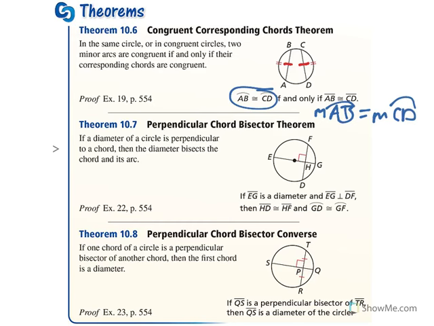Okay. Perpendicular chord bisector theorem, it's just going to tell us if we have a diameter that's perpendicular to a chord, then that diameter is going to cut that chord in half, and the arc itself in half as well. But they have to be perpendicular with each other. And then, of course, we have the perpendicular chord bisector converse, which says if we already know that the chord is being cut in half, and the other line is perpendicular to it, then that line has to be the diameter.